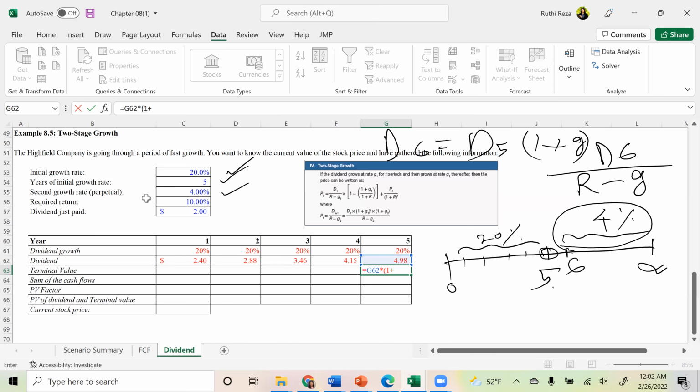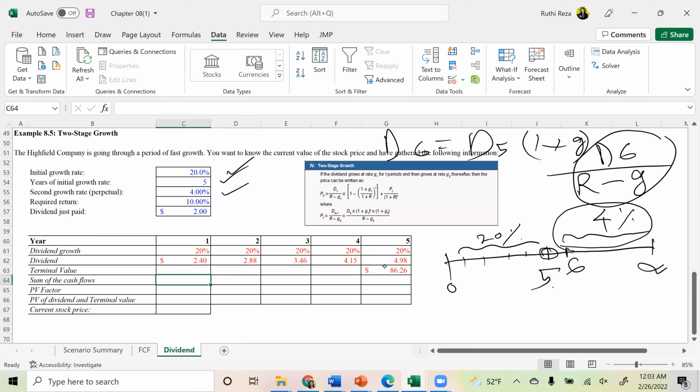So here our constant dividend growth rate is 4%. So we got our D6, right? Then divide it by the difference between the cost of equity and constant dividend growth rate to get your terminal value. So a terminal value here is $86.26. So this is the formula we applied here, right? To get this terminal value.